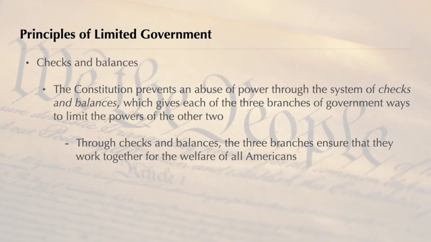The president can check the actions of Congress by vetoing bills that are not in the best interest of the nation. Meanwhile, the judicial branch checks the power of the other two branches by determining whether laws passed by Congress or actions taken by the president are constitutional. By checking and balancing each other, the three branches of government ensure that they work together for the welfare of citizens.